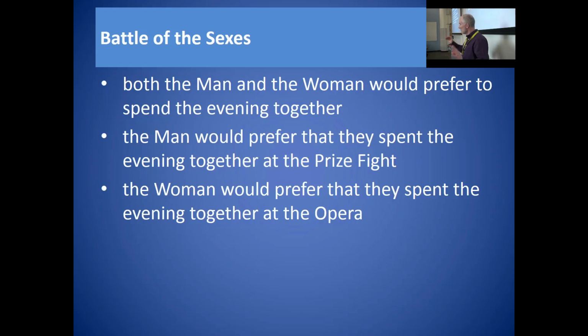Right? So that's the game that we've set up. Again, a game of coordination. Where do they choose to go? Absolutely. What they don't want to do is be apart. They want to spend time together. But the man's most preferred outcome is the prize fight. They go together to the prize fight. The woman's most preferred outcome is that they go together for the opera.